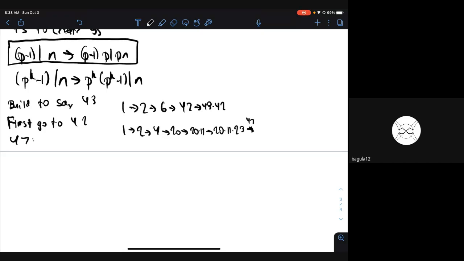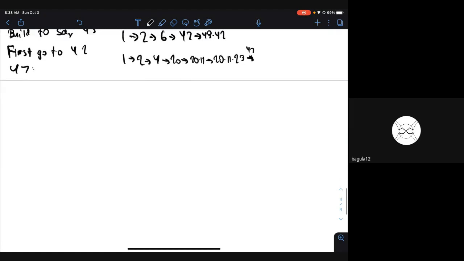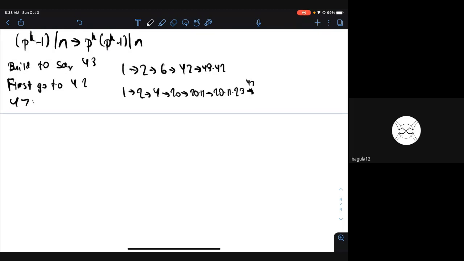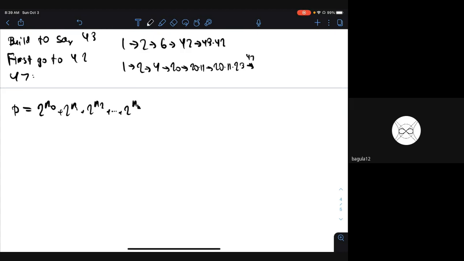So the idea is that we want to get to a prime. We want to make the number larger as fast as possible so that we can reach it faster. So I'll say how to do the primes in general. The idea is not too crazy after what we discussed. The idea is to take the prime p and write it in binary. Then just note the following.